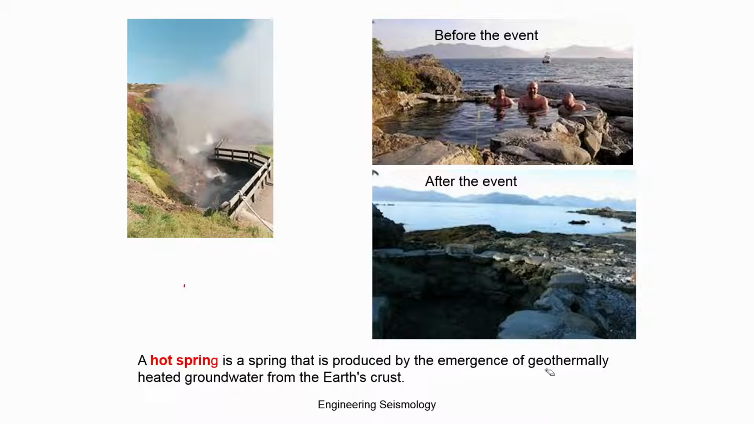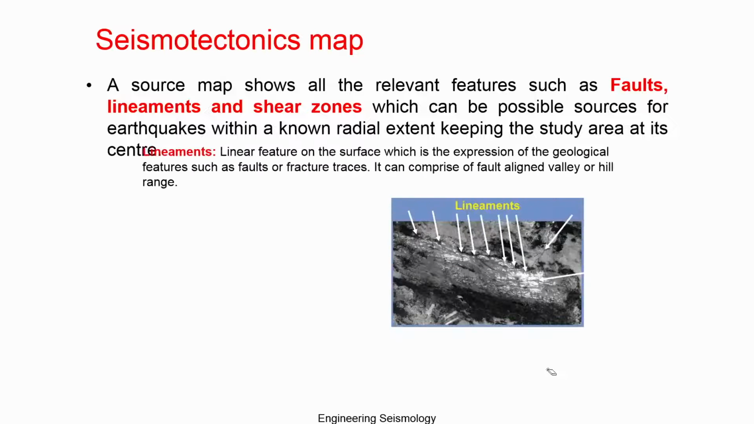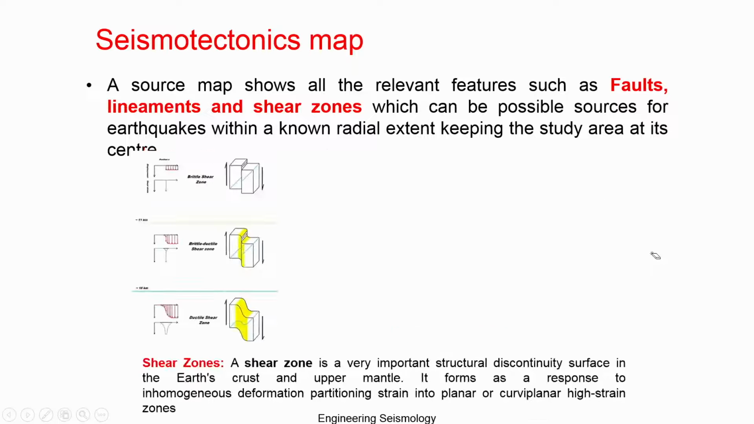So if you have this kind of hot spring, one has to be very careful, there may be chances of seismic activity in that region. So the seismotectonic map should include all these geological features and parameters and try to compile them by doing a detailed analysis. This is like lineament identification in the satellite image again. So you have to include that, and you can try to even understand what type of fault it is, how the movement is taking place in that particular location, by looking at the geological deformation.